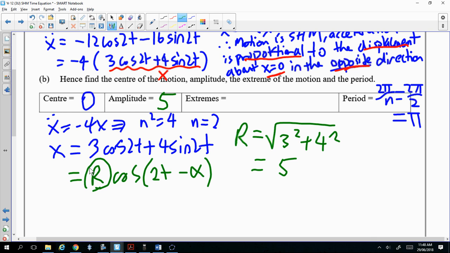All right, any questions? So things that you learn about trigonometry are now applied in this topic. This topic has a lot of trigonometry in it.